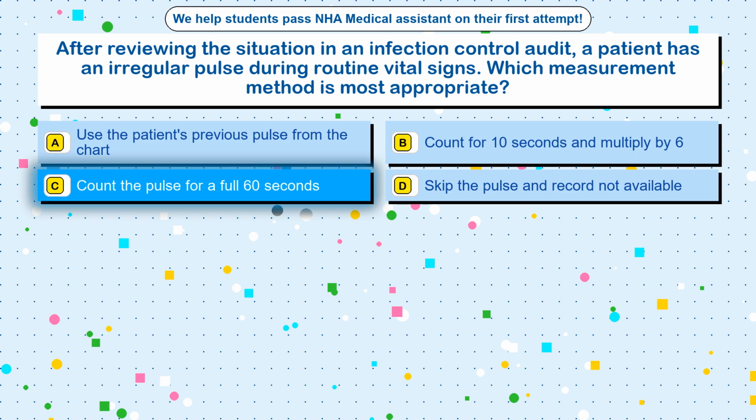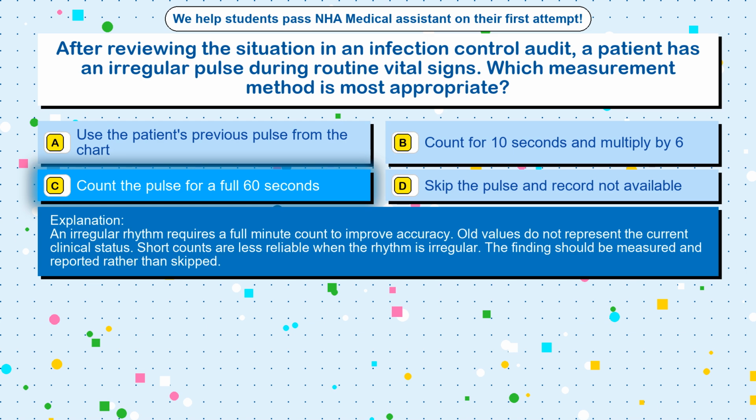The correct answer is option C. Count the pulse for a full 60 seconds. An irregular rhythm requires a full minute count to improve accuracy. Old values do not represent the current clinical status. Short counts are less reliable when the rhythm is irregular. The findings should be measured and reported rather than skipped.